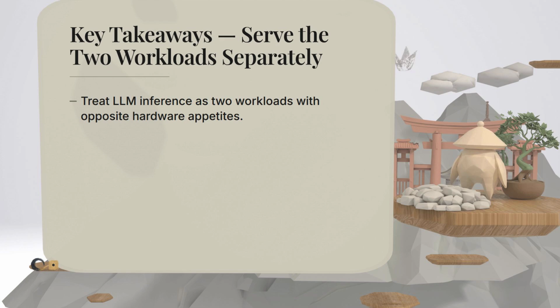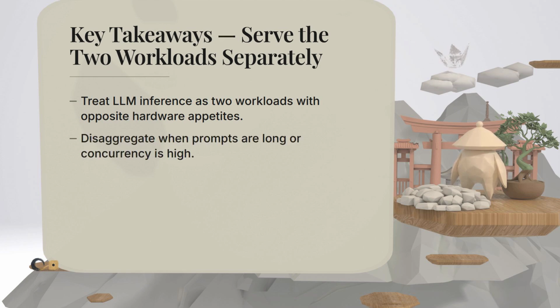Let's summarize. First, stop thinking of LLM inference as one workload. Prefill is compute hungry, decode is bandwidth hungry, and co-locating them wastes whichever resource your traffic doesn't stress. Second, disaggregation pays most when prompts are long or concurrency is high. That is where AWS measured up to 70% more throughput.